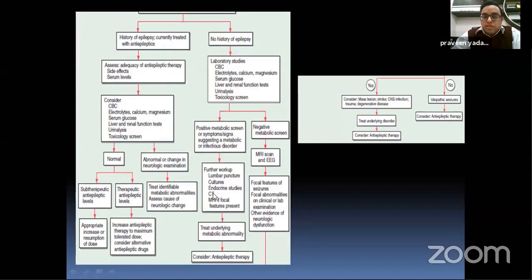You have to do the MRI scan and the CT scan, followed by, if there is clinical suspicion of an infection, then a CSF study has to be done. If all these parameters are negative, you do the MRI and the EEG, and based on the findings, you can start the treatment.